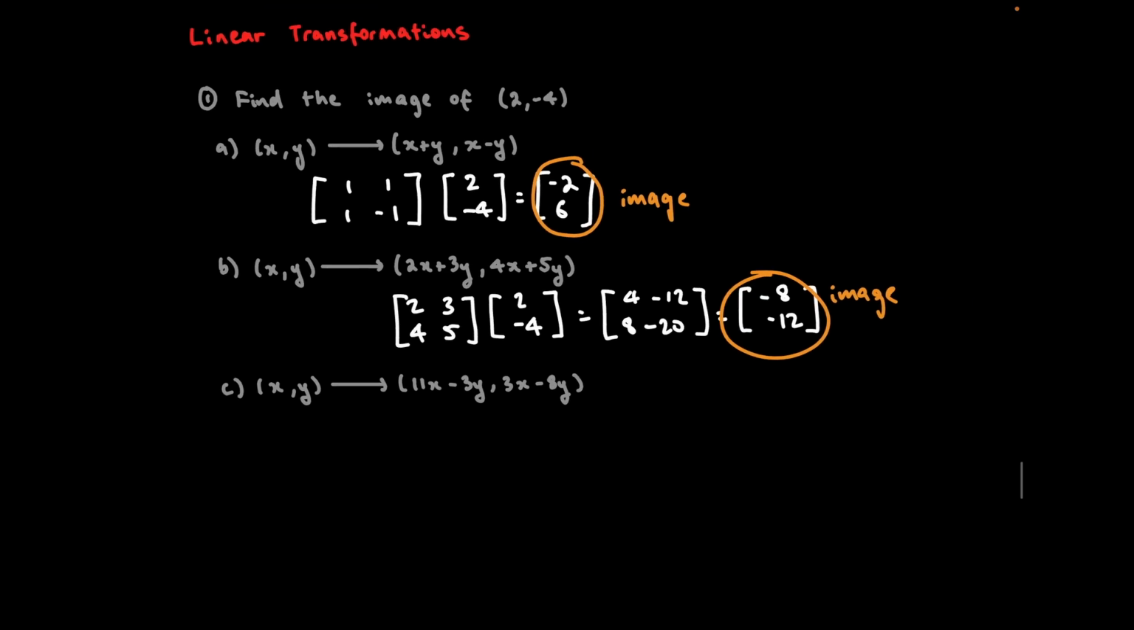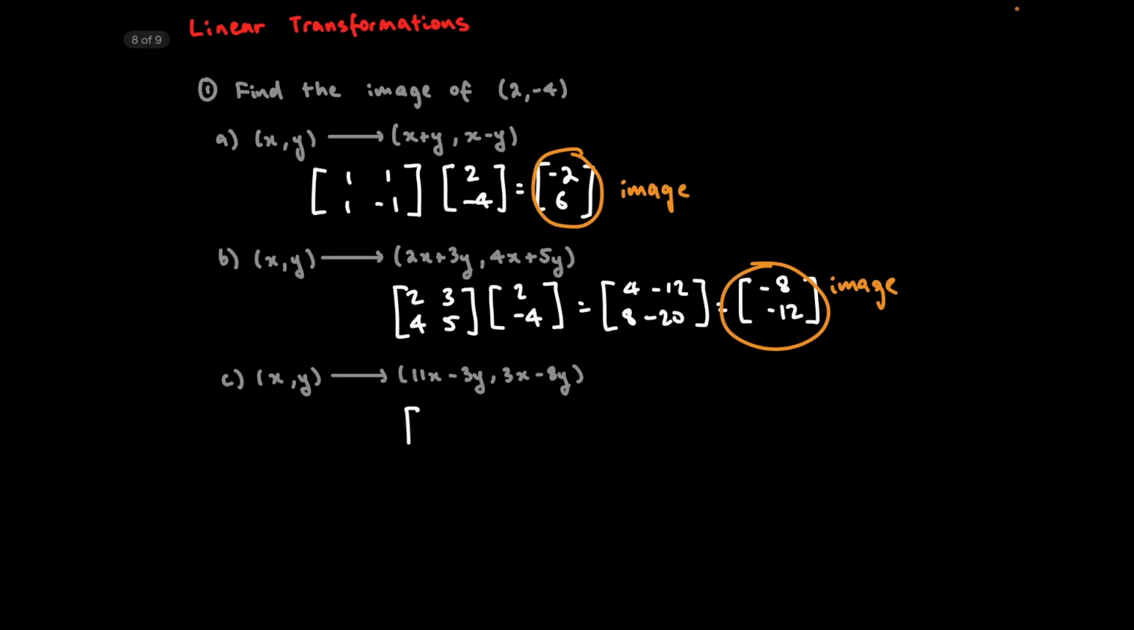Now finally, let's look at the last one. (x, y) is transformed by this matrix here. So we know the matrix transformation has to be [11, -3; 3, -8], since those are the coefficients of the x and the y. And we're going to transform the coordinate (2, -4) by this matrix here.